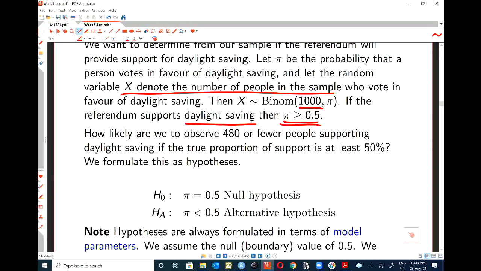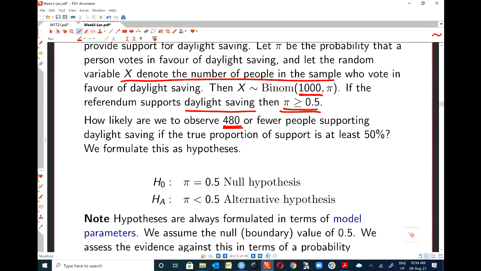So what I'm looking at here is that in my sample I've got 480 people. Now my question is, what's the probability of getting 480 or less if my probability of success, my pi, actually is 0.5. So the hypothesis I'm testing is pi is 0.5. That's my null hypothesis. I'm assuming that there's no evidence at the moment, so far, that there is any daylight saving support here.